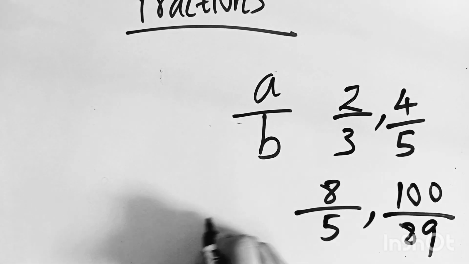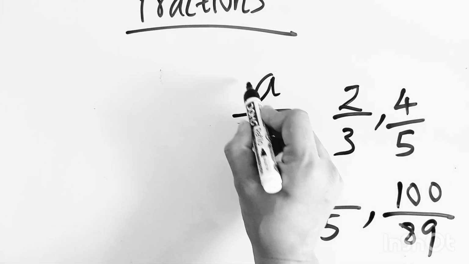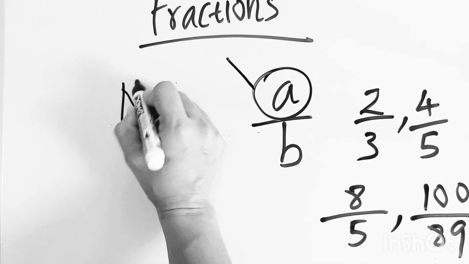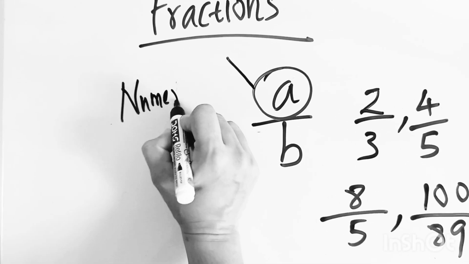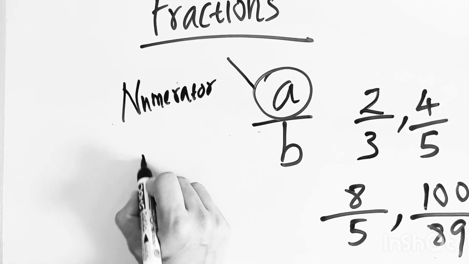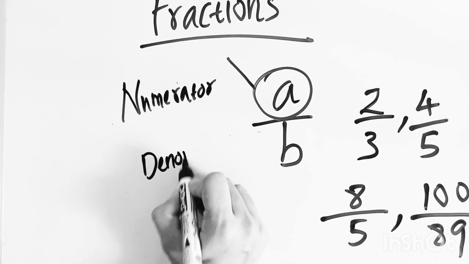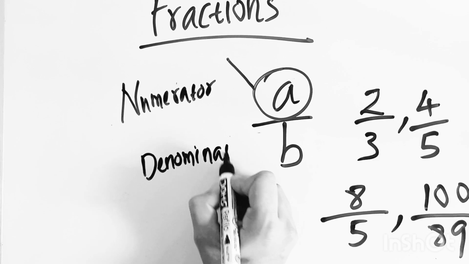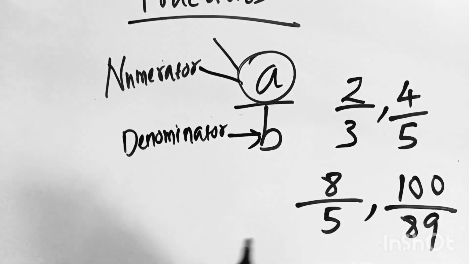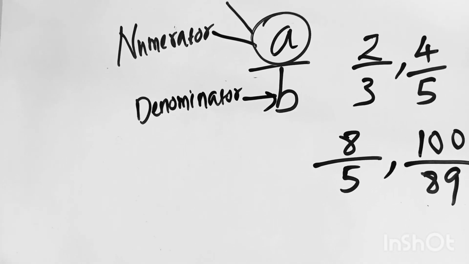Whatever is in the top part is called the numerator, and whatever is in the down part is called the denominator. So this is the numerator and this is the denominator, and the denominator should never be 0.